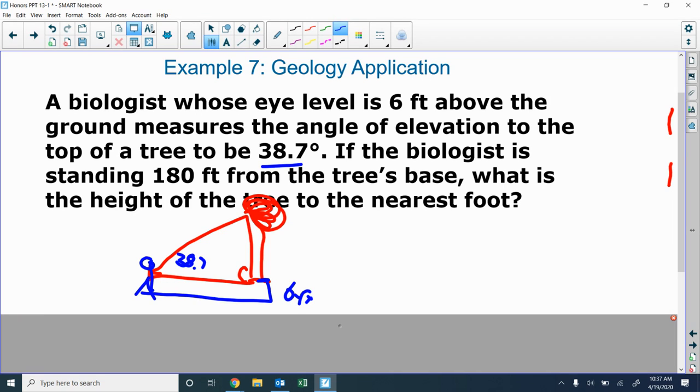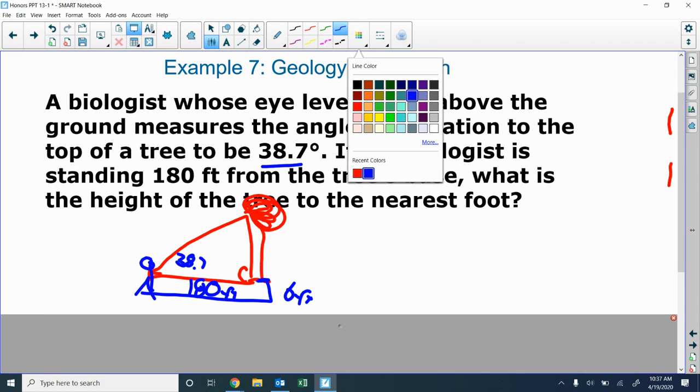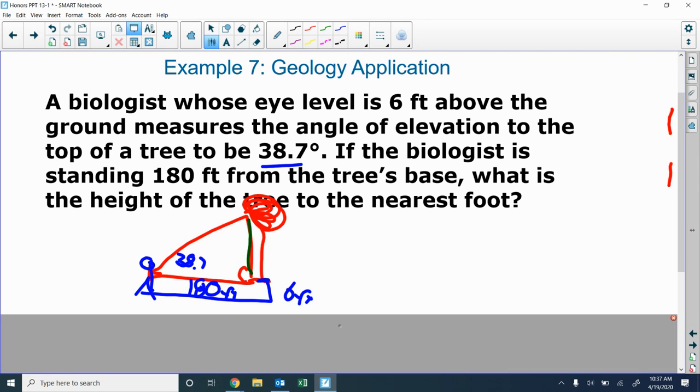Okay? So our angle is 38.7 right here. Okay? And he is standing 180 feet from the base. So that would be this, 180 feet here. And we're trying to find how tall this tree is. And don't forget, we're going to need to add this 6 feet to that. So that would be opposite over adjacent, which is tangent. So the tangent of that angle, 38.7, is equal to the opposite, which in this case we don't have, over the adjacent, which is 180. Is that right? 180? Yep.